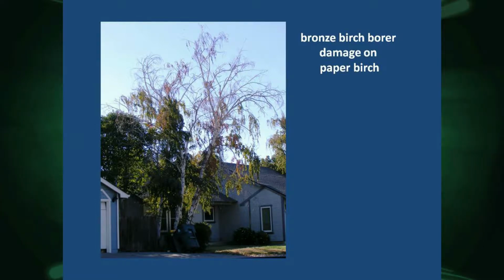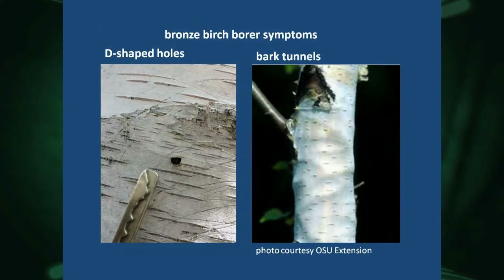Our native paper birch, very commonly planted tree and native in the native woodlands, is very prone to a boring insect. It's a small beetle that lays eggs high in the canopy under bark crevices or in crotches of twigs, and the larvae hatch and burrow into the tree and essentially girdle the tree from the inside out. Oh my. So the larvae feed for about 2 years.